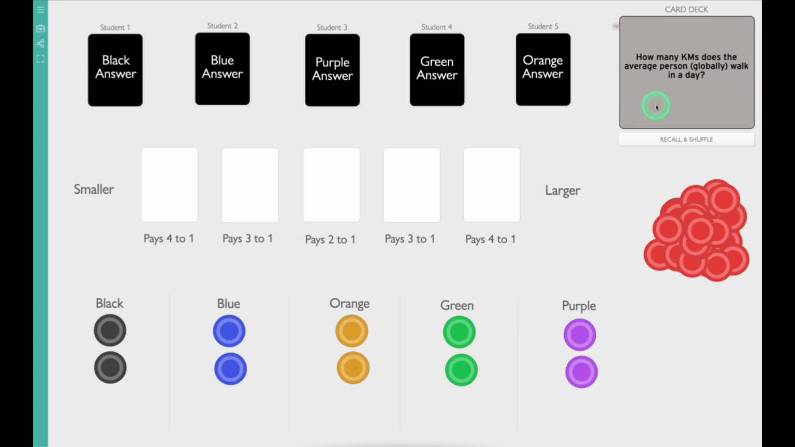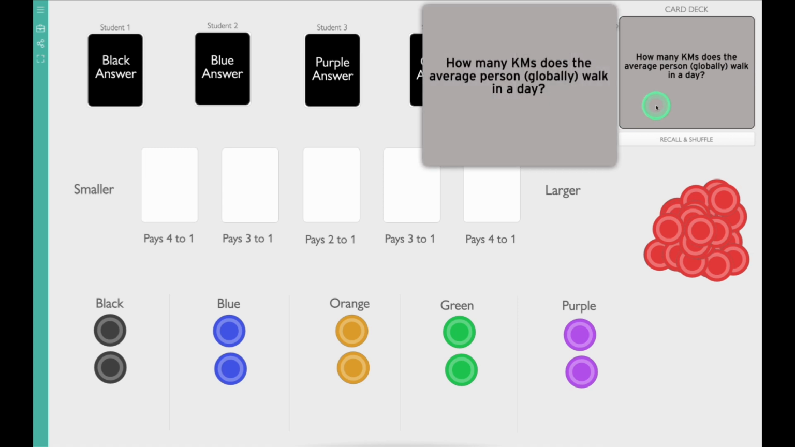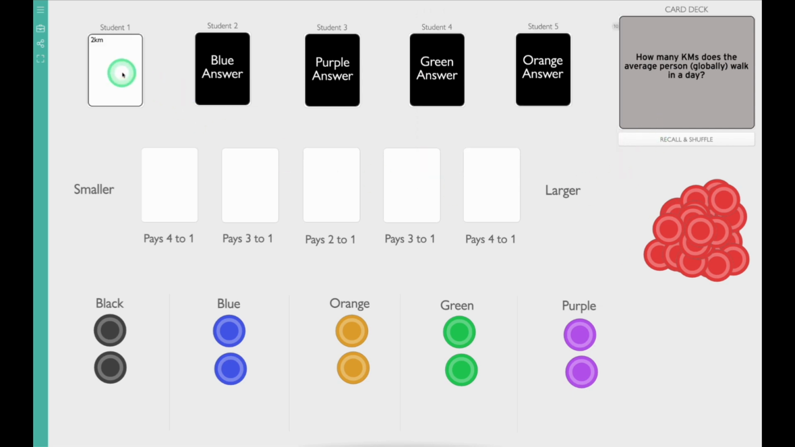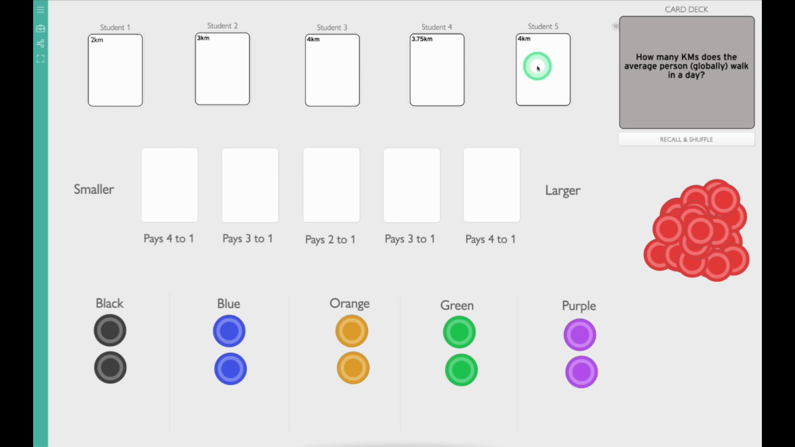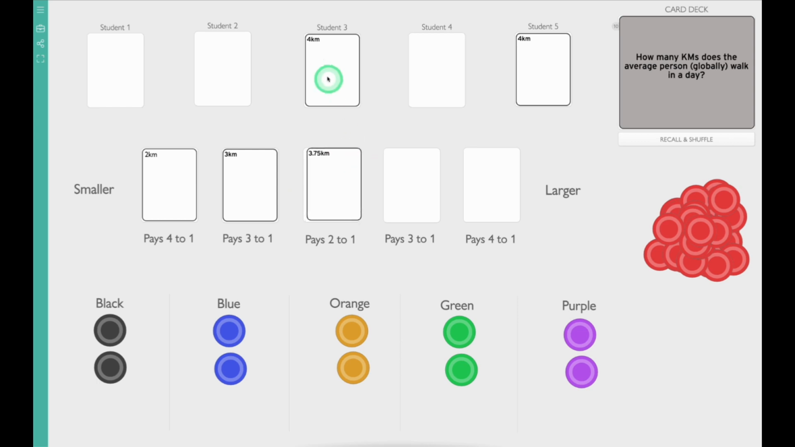The question on the card reads, how many kilometers does the average person globally walk in a day? Suppose student 1 estimated 2 kilometers, student 2 estimated 3 kilometers, student 3 estimated 4 kilometers, student 4 estimated 3.75 kilometers, and student 5 estimated 4 kilometers. After revealing the students' answers, we order their answers from smallest to largest, going from left to right. As a reminder, you should change student 1 to 5 on the top of each holder to the names of your students. Then, suppose the students place their tokens as follows.